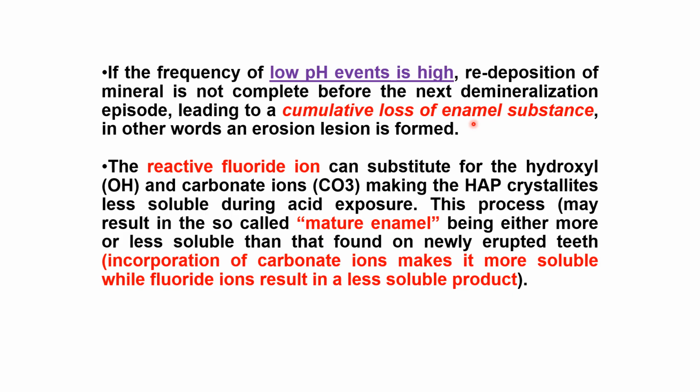develop. So the reactive fluoride ion can substitute for the hydroxyl and the carbonate ions, making the hydroxyapatite less soluble. This is very important, and the phenomenon is known as mature enamel. You have discussed that. So when the hydroxyl ion in the hydroxyapatite is taken up by the fluoride ion, it becomes fluorapatite. It becomes more compact, and it becomes difficult for the acid to remove the fluoride ion from there. So erosion can be prevented with the help of the fluoride ion, and the reactive fluoride ion can substitute the hydroxyl ion and change the hydroxyapatite structure to a fluorapatite structure, and in that way erosion can be prevented as well. So incorporation of the carbonate makes it more soluble, while the fluoride ion results in the less soluble product. So fluoride is beneficial to prevent the erosion.